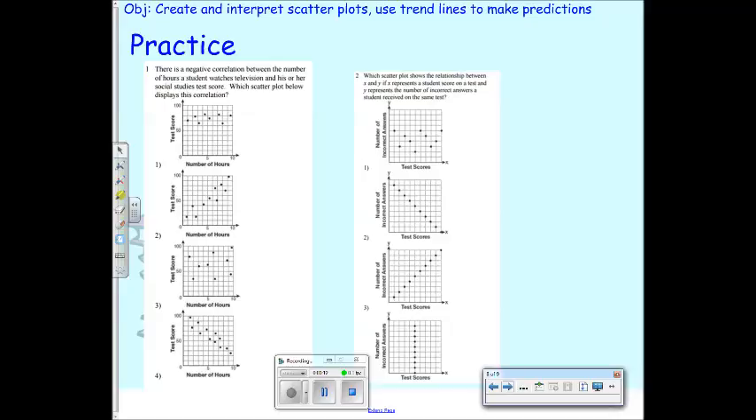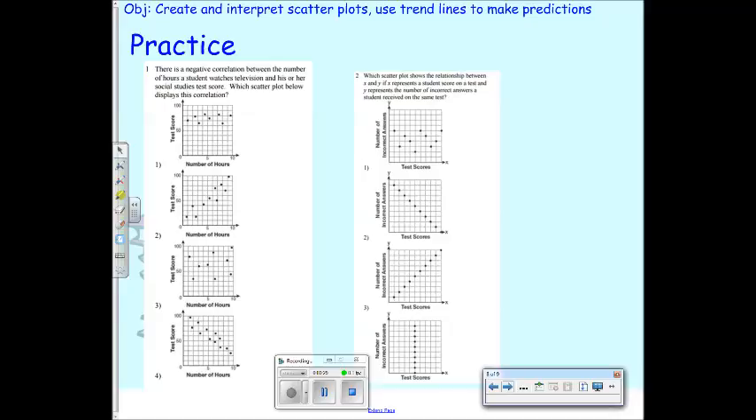Okay, go ahead and hold up your answer, 1, 2, 3, or 4. Show me with your hands what you think it is. Okay, so pretty much everybody I'm seeing is saying 4. Why 4? 4 is the only one that has a negative correlation, right?